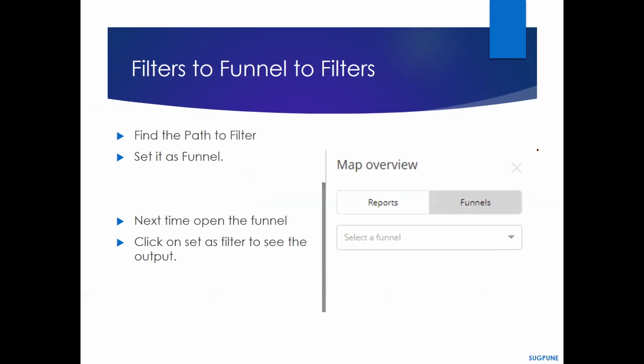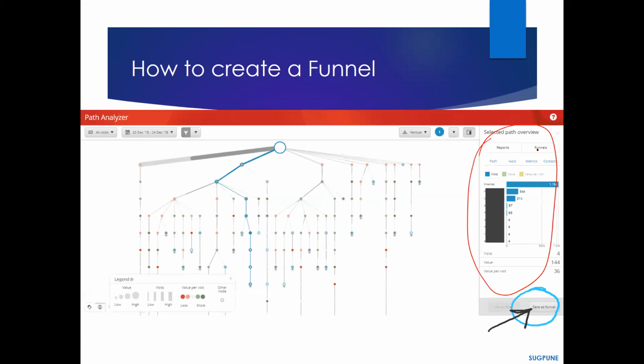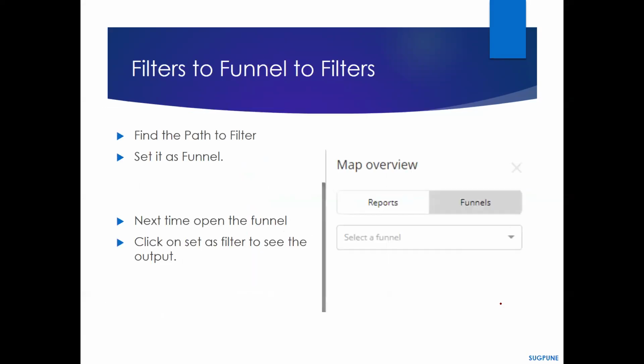And once you select the funnel, it will show some data for this funnel. And then there are two buttons. I hope you can see. Yeah, you can see this button, set as a filter. So I've selected a funnel and I can set it as a filter. It will give you the same view that you are seeing right now. So you have selected a filter, saved it as a funnel. Next time you come, you select the funnel and set it as a filter.